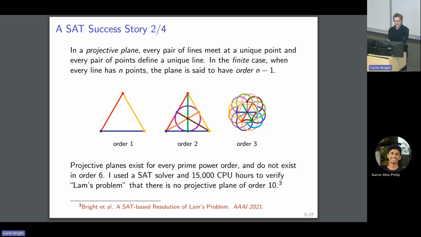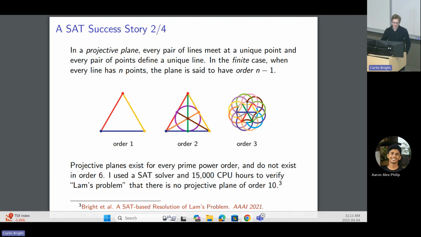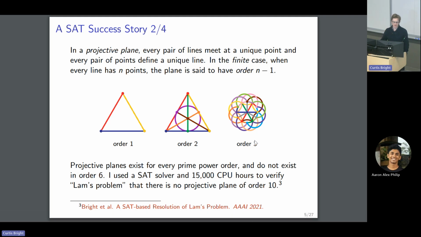Okay, this is what I did as a postdoctoral researcher. This is on projective planes. Projective planes are these fascinating mathematical structures. You basically have a collection of points, a collection of lines, and a very restrictive condition: any 2 lines meet at a unique point, and any 2 points define a unique line. With those restrictions, you can come up with some simple small examples. Here are order 1, 2, and 3, where you have 2 points in the line, 3 points in the line, and 4 points in the line.